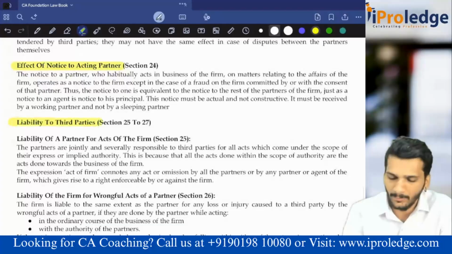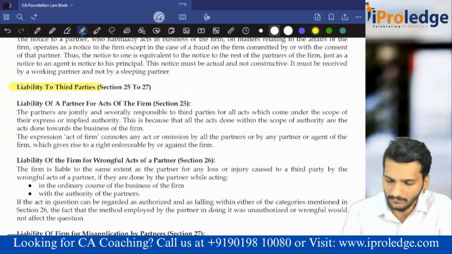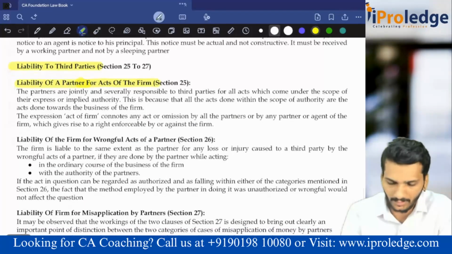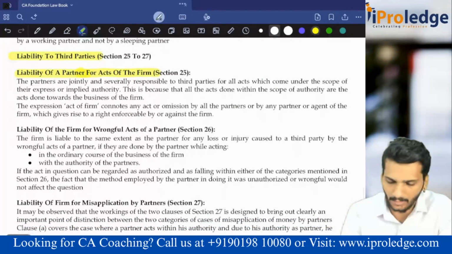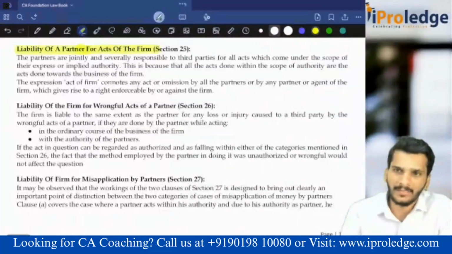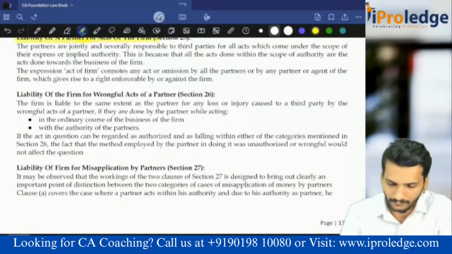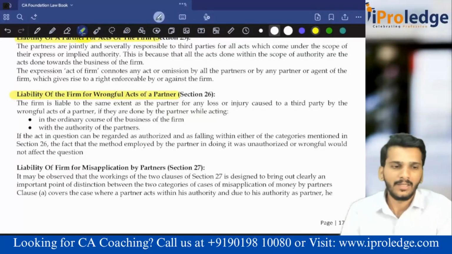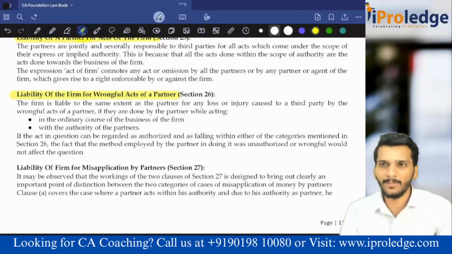Then liability to third parties. What is this liability to third parties? Liability of a partner for acts of the firm. That's okay, not so important. What is this? For any activity of the firm, the partner is personally liable. Liability of the firm for wrongful acts of the partner. What is a wrongful act? He has to do it in some way, but he has done it in some other way, because of which the firm has incurred a loss.